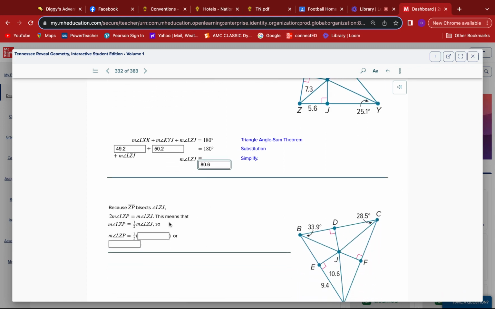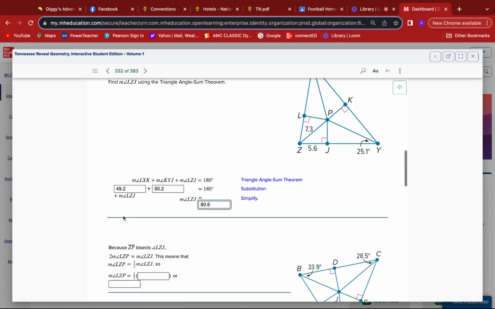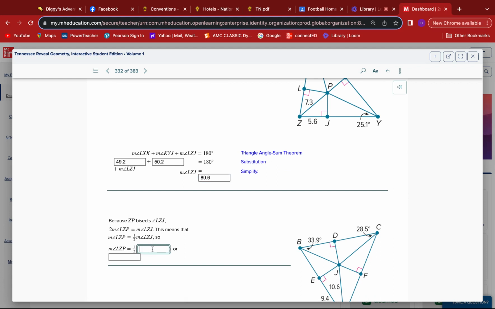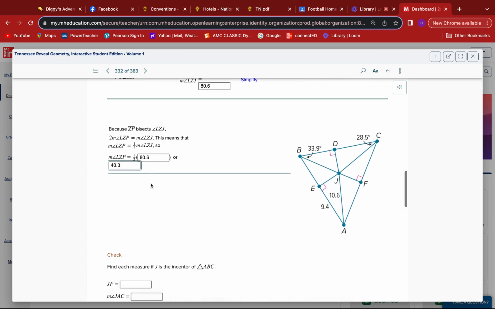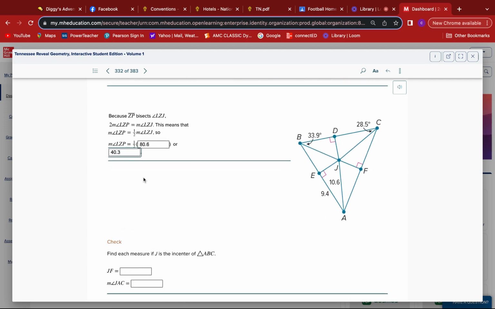Oh, I didn't even look ahead. I guess that's what I'm about to do here. All right, so let's see. Because ZP bisects LZJ, that means I'm going to take that 80.6 and divide by 2. So I'm going to cut 80.6 in half. 80.6 divided by 2 is 40.3. All right. Let's see if I'm actually done with the problem now. Okay, good. I am. All right, so we're going on to the check.